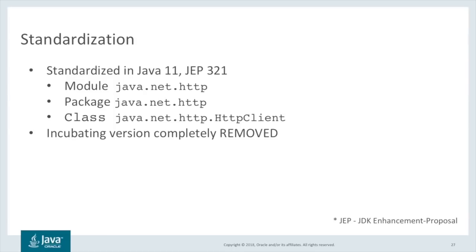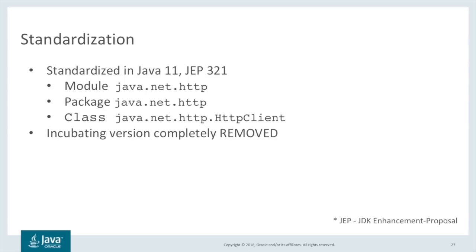Any code that runs on JDK 9 or JDK 10 and uses the incubating API will need to be updated. At the very minimum, the import statements will need to be changed to reflect the new package name, and also any module info source files that contain requires directives naming the HTTP client incubator module will now need to use the new standard module name.